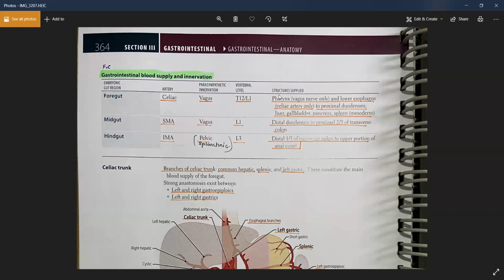The structures we have discussed: the pharynx, lower esophagus, duodenum, liver, gallbladder, pancreas, and spleen, all of them are for the celiac artery. Then distal duodenum and the proximal two-thirds of the transverse colon for the superior mesenteric artery. Then distal transverse colon to the upper portion of the anal canal just above the pectinate line for the inferior mesenteric artery.